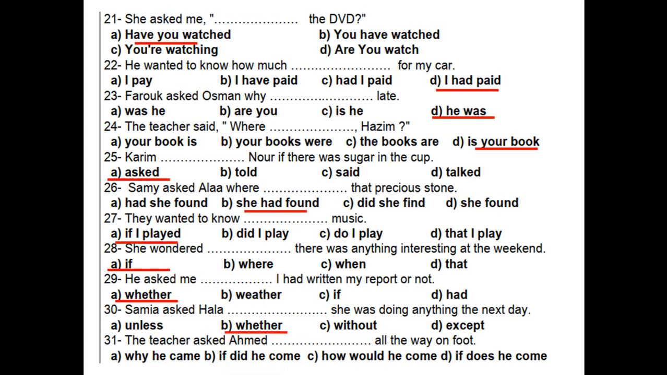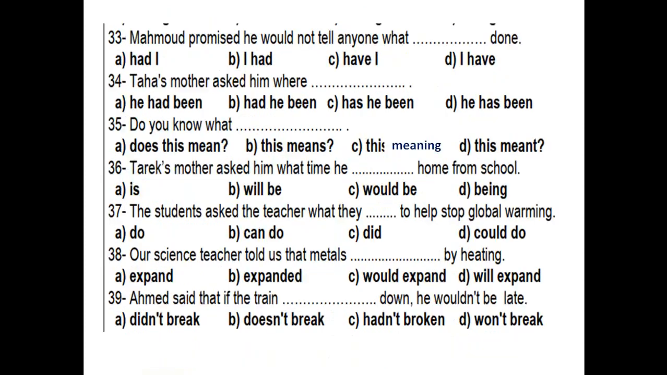31. The teacher asked Ahmed all the way on foot. Why he came, if he come, how would he come, if does he come. Of course, the right choice is why he came.